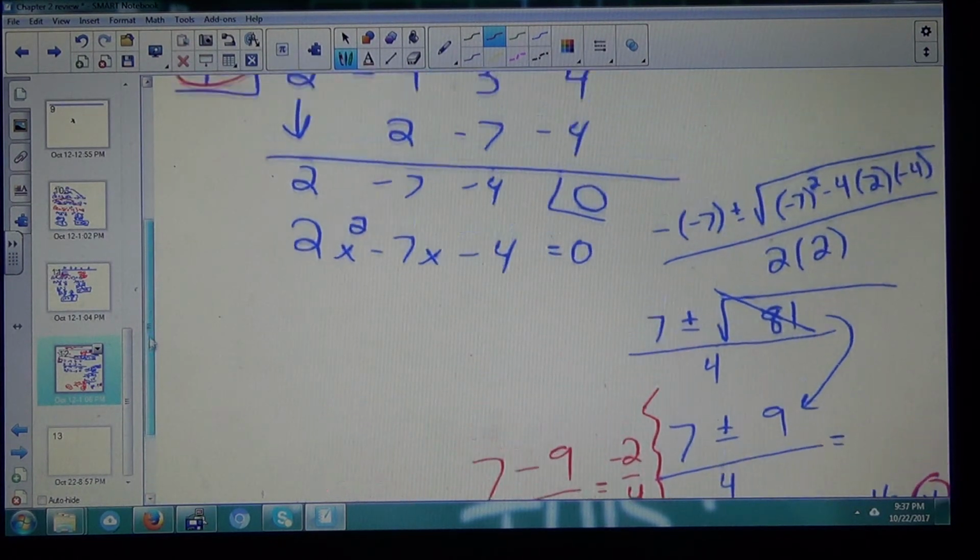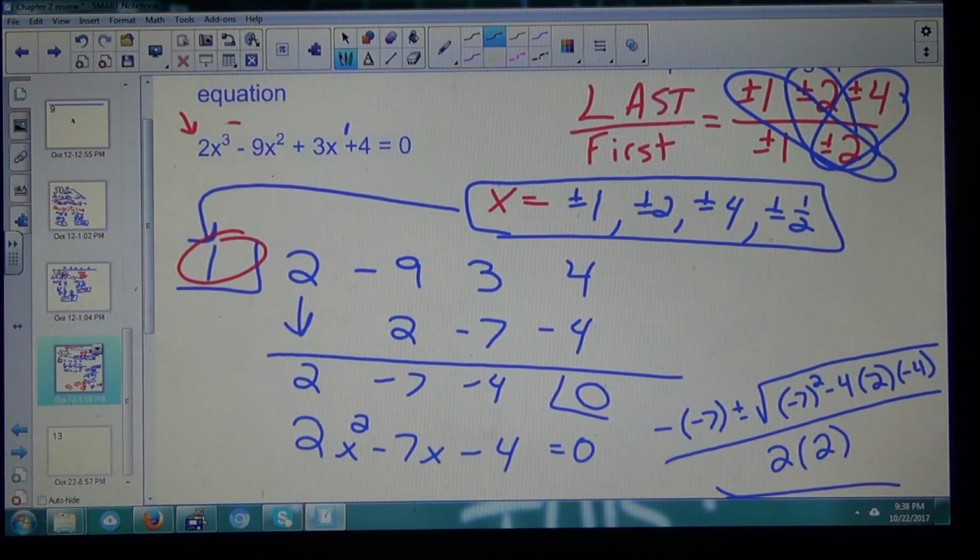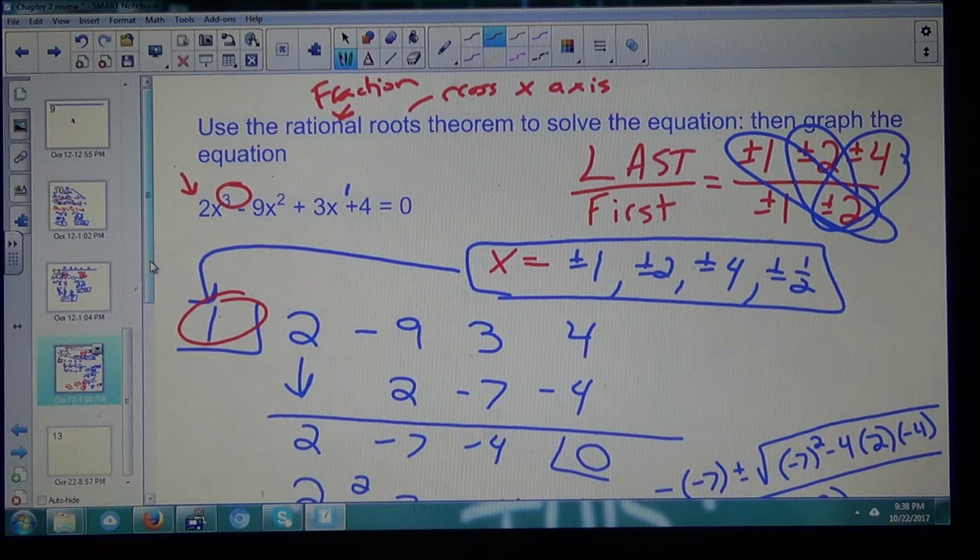And again, how many answers should I have had here? 3 of them. And when I do this last over first, what is that called? It's called the rational root theorem. So that right there is our review.